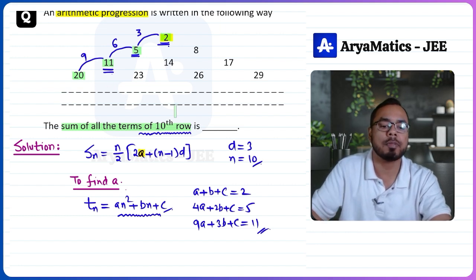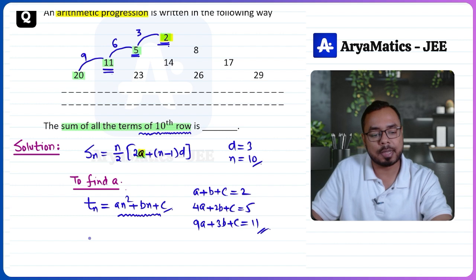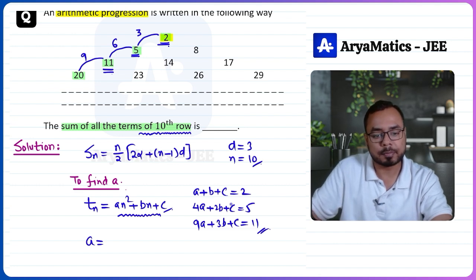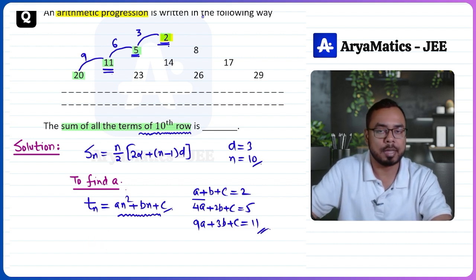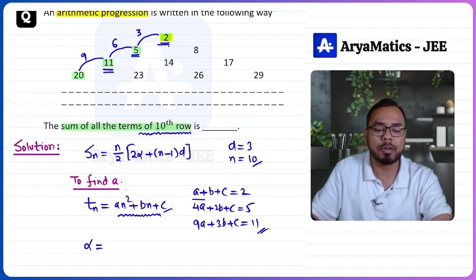Because the first term of the 10th row will be the 10th element of this sequence. That will be one method. However, there is another interesting method of finding this a. Or maybe I'll just replace this a with alpha, because a we are using for something else here. So let us say alpha is the first term of the 10th row. So here alpha, there is another easier method of finding this one.